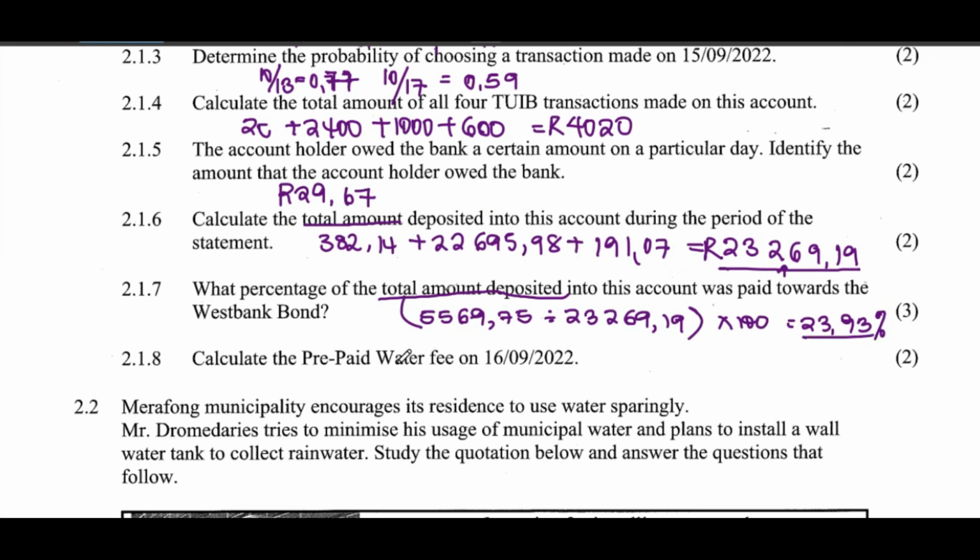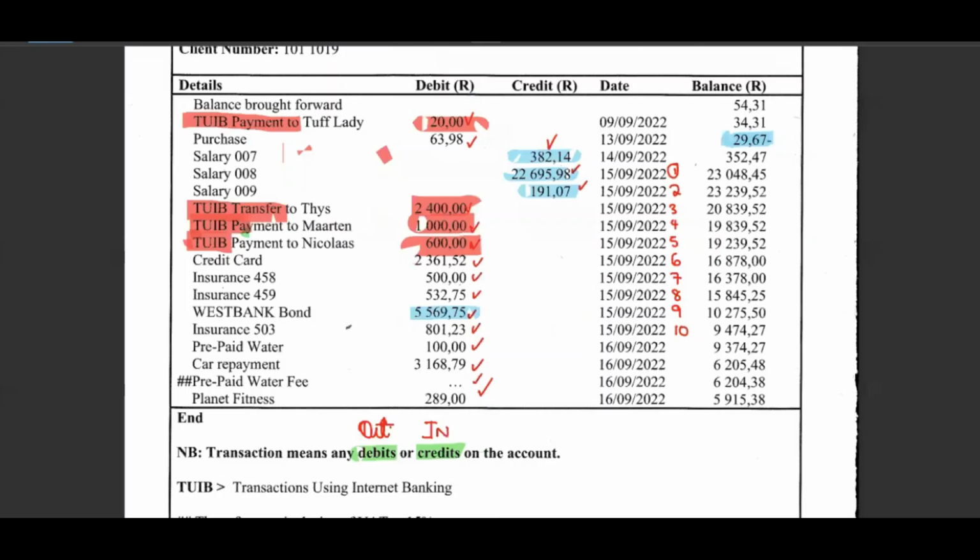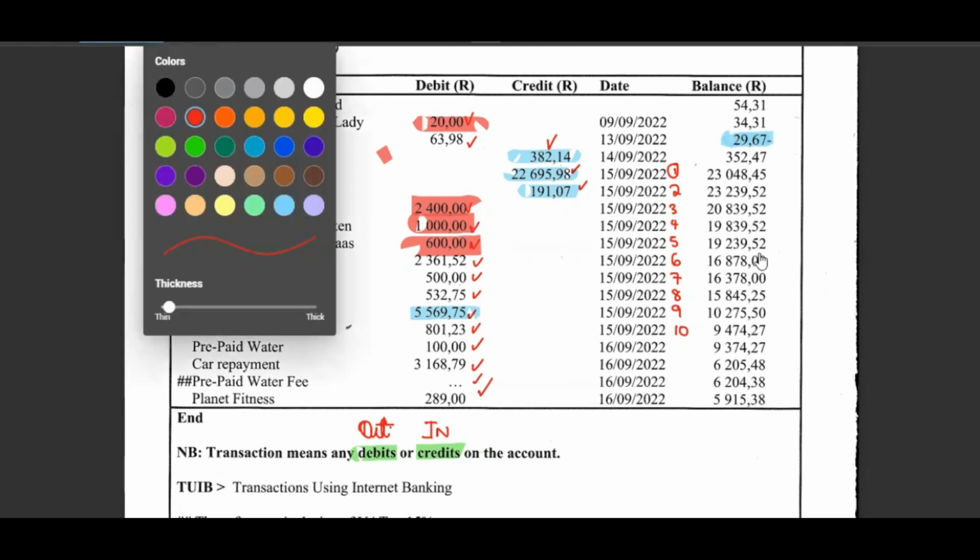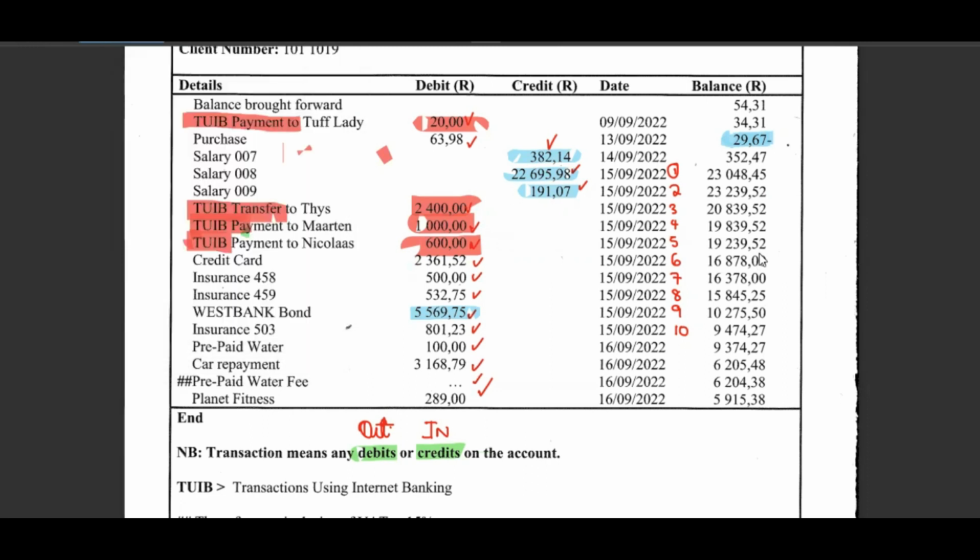Calculate the pre-water fee on the 16th. Let's go and check there. Now, when you look at the statement clearly, we shall look at the values that are in the balances. For example, the balance brought forward, the amount of money on the statement, it is 54 rands.